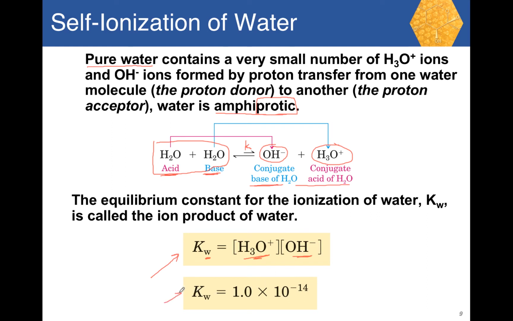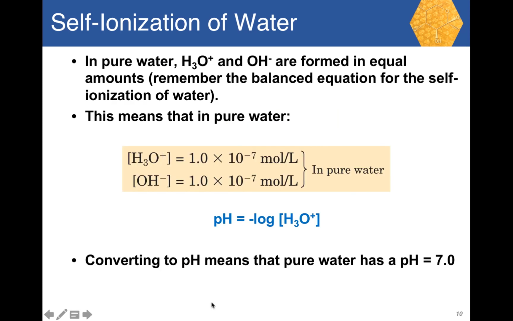That can be determined in the lab, and it's determined to be 1.0 times 10 to the negative 14. So if you have a glass of water, you will have an extremely small concentration of H3O plus and OH negative, which is governed by this equilibrium constant, Kw. Let us apply that.